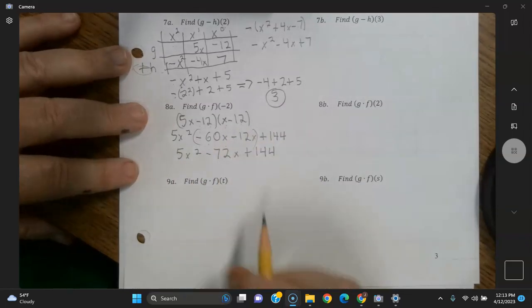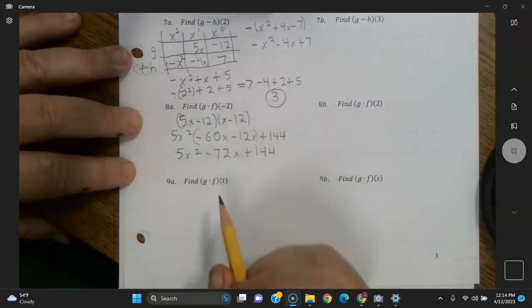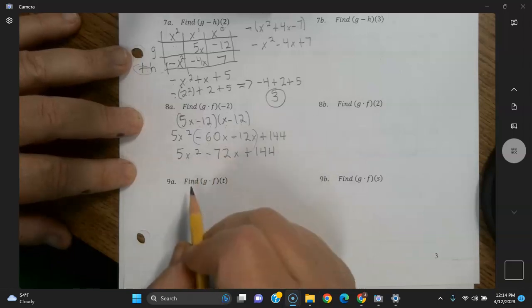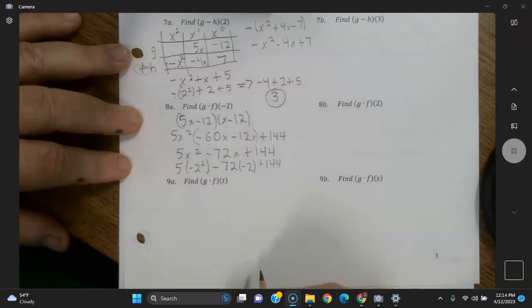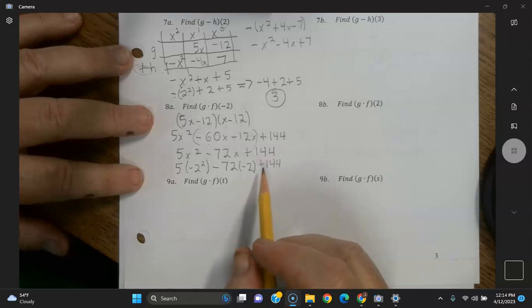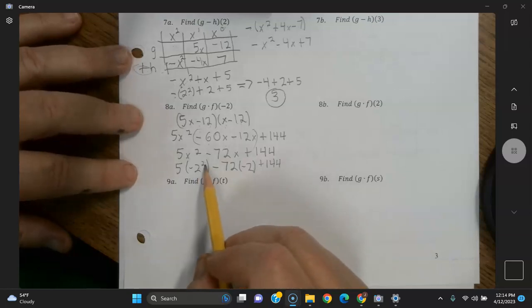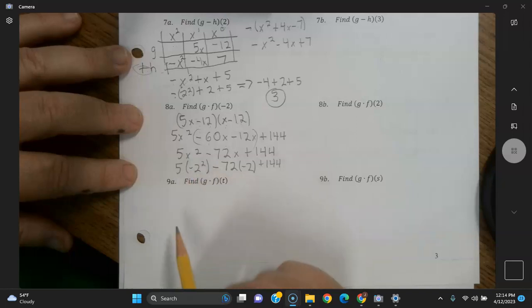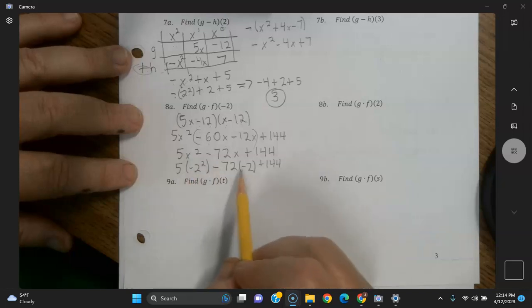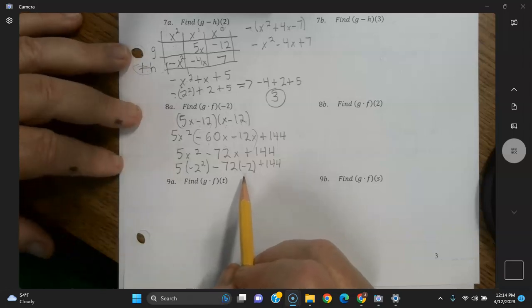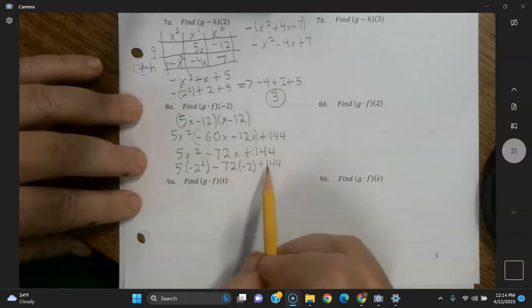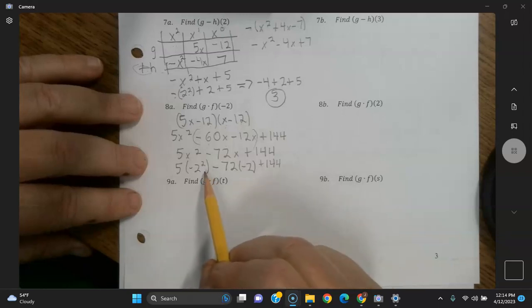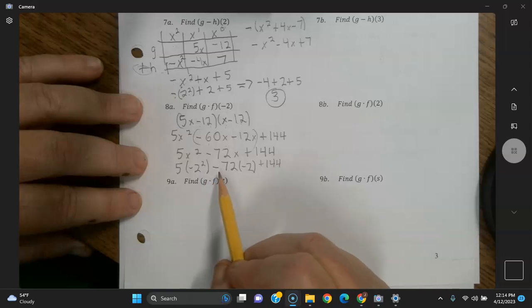Okay, and now you're ready to plug in the value here, which is negative 2. So again, be careful. You do the negative 2 squared, and then you multiply by 5. So it's going to be 5 times, okay, and there's a lot of big numbers here. So that's negative 2 squared is positive 4. Positive 4 times 5 is 20. Negative 72 times negative 2 is positive 144. So you got positive 144 plus 144 is 288. That's positive. And then you have a positive 20 here. So it's 288, 298, 308.